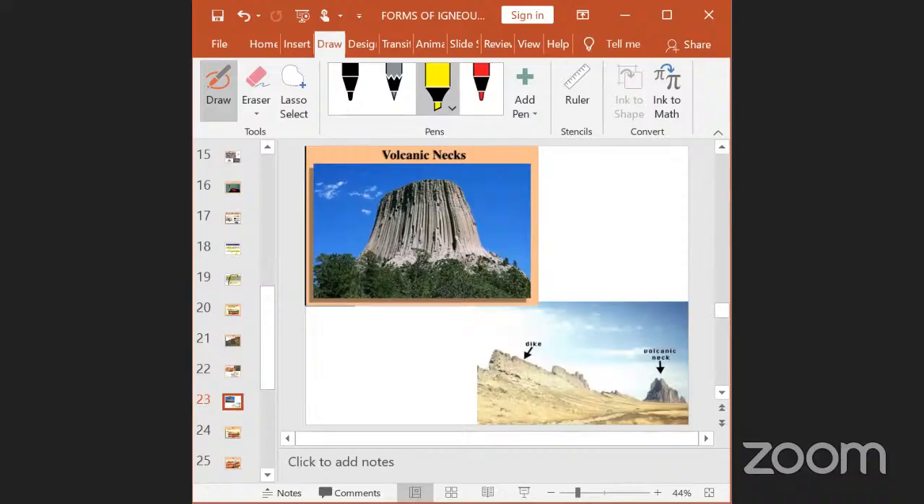Volcanic necks are igneous bodies which seal the vents and conduits of ancient volcanoes. They are somewhat cylindrical in shape, as you see in this image, and vary in diameter from a few hundred meters to a kilometer or more.